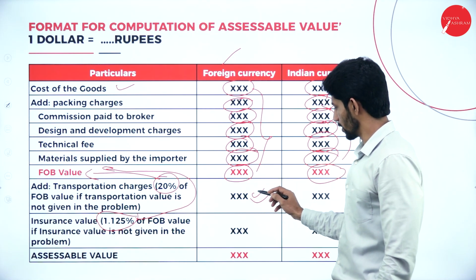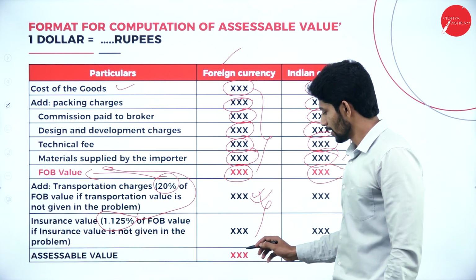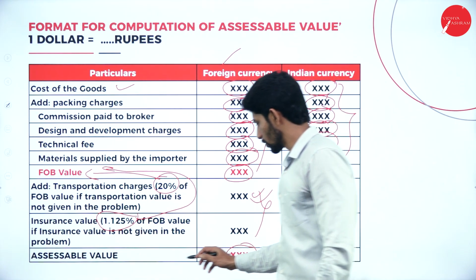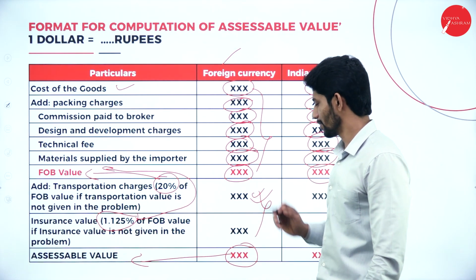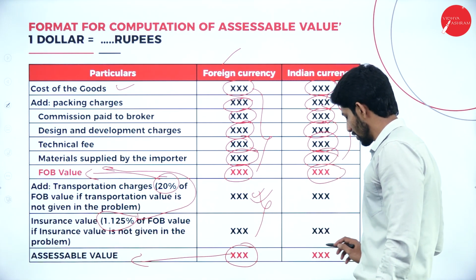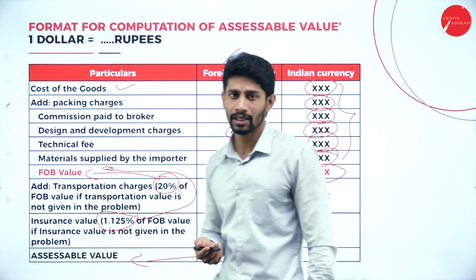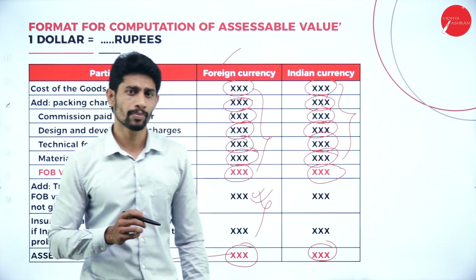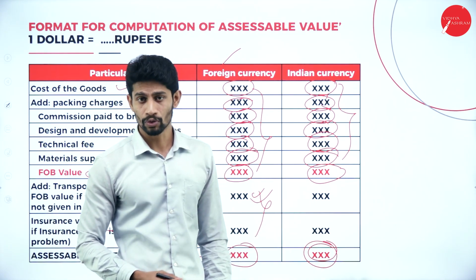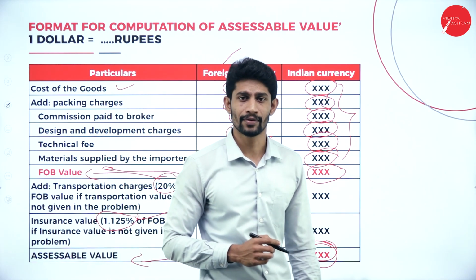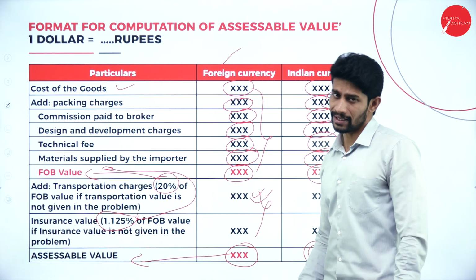Then add these two items, that is transportation and insurance, with FOB value. Some total you will get. This total is called what? Assessable value. And you'll also get the total in Indian rupees. So while computing the customs duty payable, you'll be computing the customs duty on Indian rupee value, not on foreign currency value.